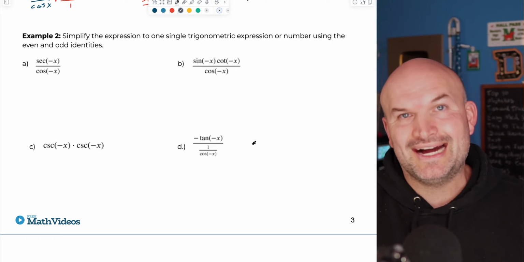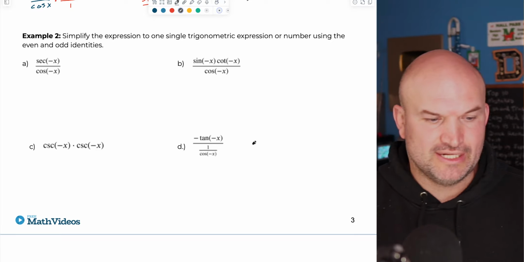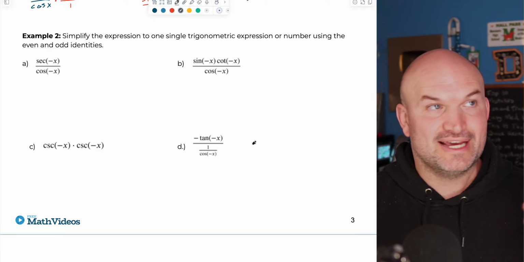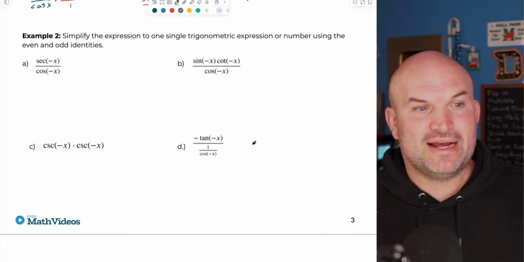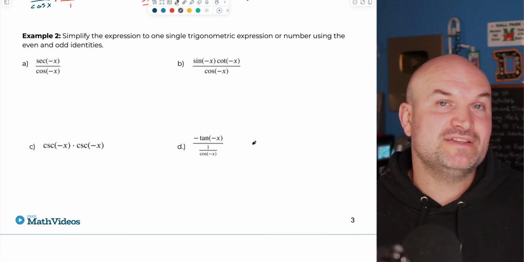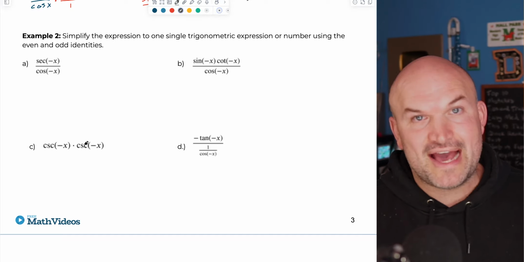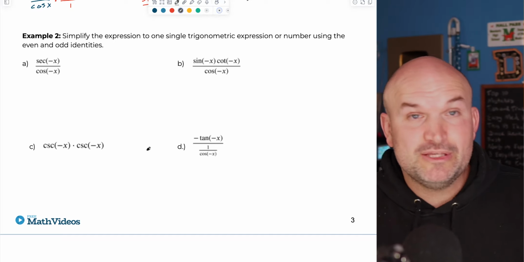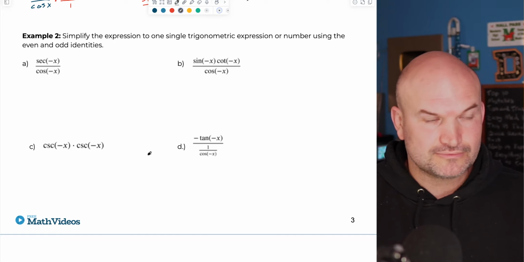All right, so now let's get into simplifying the expressions to one single expression or number using even or odd identities. One thing I tell students when I'm teaching is whenever you see even odd identities, ding, ding, ding, always be thinking about applying the identity. Not always is it going to be applicable, but more often than not, ladies and gentlemen, when you have an even odd identity showing up, like a negative x or a negative angle, you're going to be using the even odd identities. So just prepare and get ready for it.